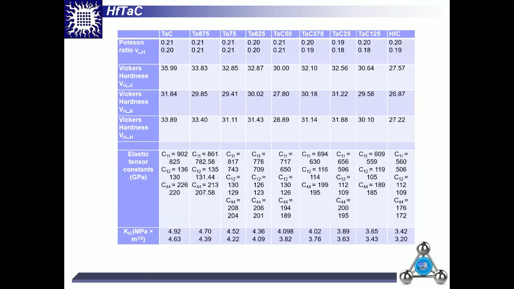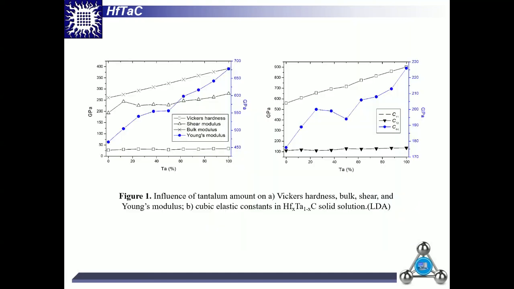When you calculate the Poisson ratio, it is not the same. Depending on the tantalum carbide content, you can have different kinds of variation in Poisson ratio. Hardness also does not behave on the same trend. We also calculated the elastic tensor for these different solid solutions. And finally, we calculated the fracture toughness, which is reduced with reduced tantalum, as in the previous case for the different elastic moduli.